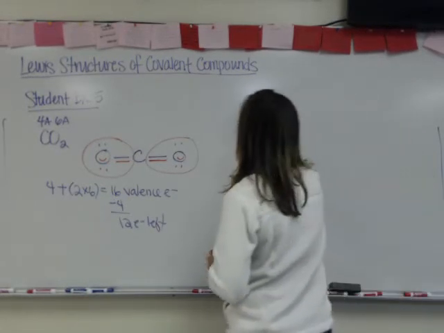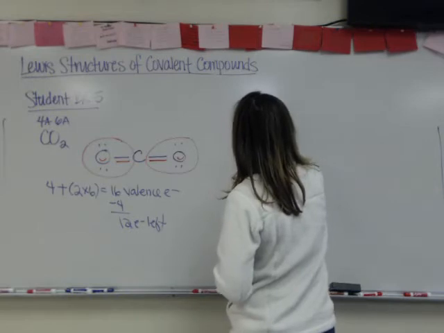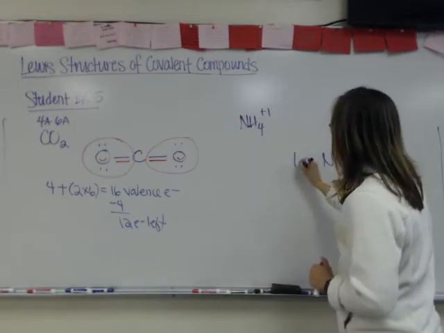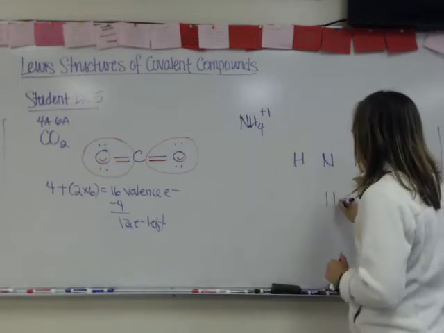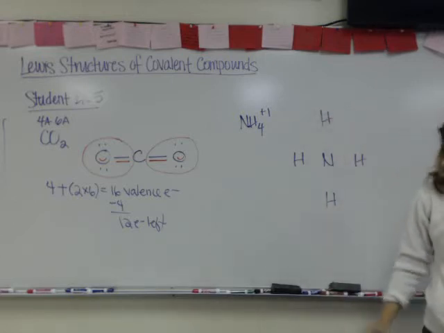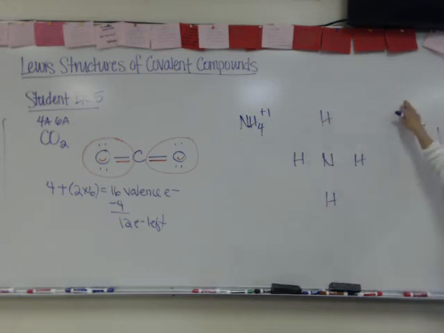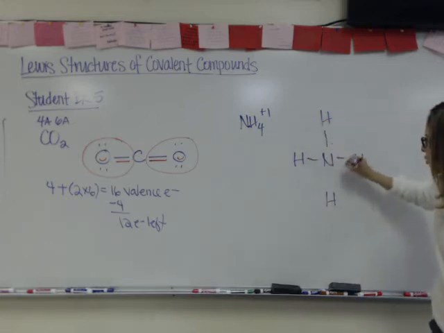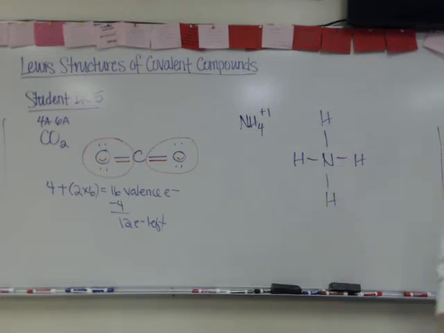This is the ammonium ion. Anytime you are drawing a Lewis structure of an ion, it has to go in brackets, and you have to put this charge in the upper right-hand corner. So I surrounded the nitrogen with hydrogens to make it look symmetrical. Connect them all with single bonds.